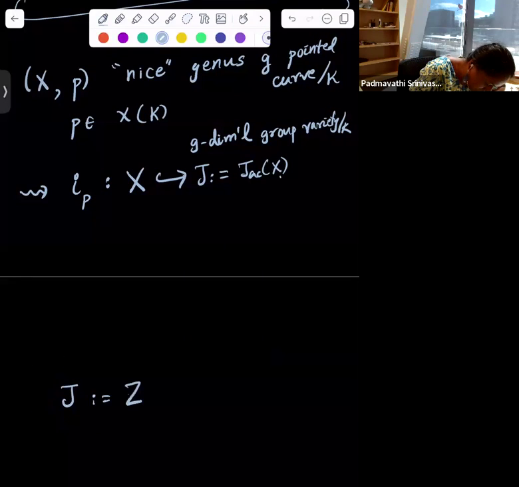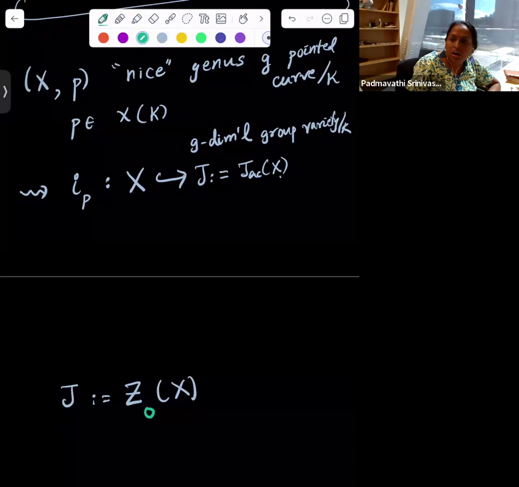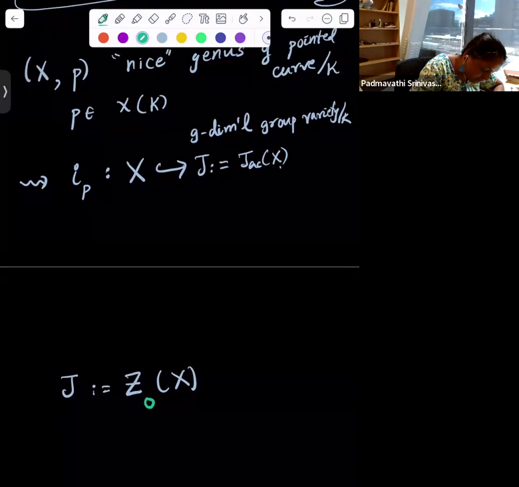you look at zero cycles on the curve. So this is a free abelian group on zero dimensional subvarieties of X. So that's just points on the curve. You restrict yourself to the subgroup of degree zero divisors, right? So you have degree equals zero. And I'm going to be generalizing this to higher dimensions later on.